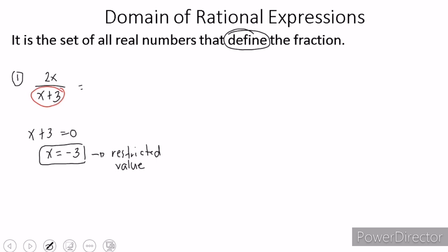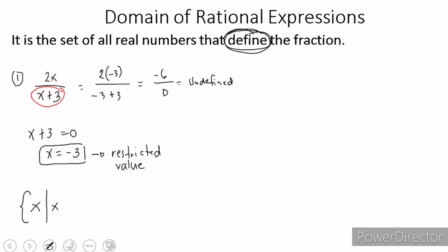So, try nating i-substitute. So, we have 2 times negative 3 over negative 3 plus 3. So, 2 times negative 3 is negative 6. Negative 3 plus 3 is 0. So, negative 6 over 0 is undefined. So, again, ang pinag-uusapan natin ay domain which will define the fraction. So, since undefined siya kapag negative 3 yung value, that means ang domain niya ay x is a set of real numbers such that x is not equal to negative 3. So, pwede siya kahit anong value. Wag lang negative 3. Okay.